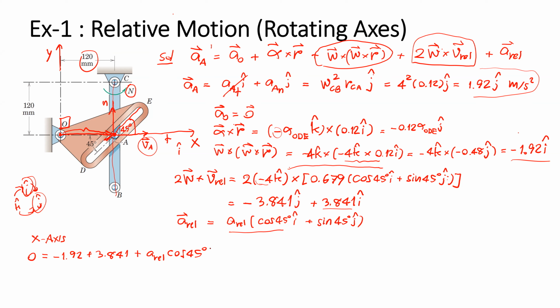By solving the equation, we have the magnitude of the relative acceleration, but it's minus. It means that we assumed the relative acceleration to be in this direction, but it's minus. So the actual direction of the acceleration of point A in the slot is in the opposite direction.